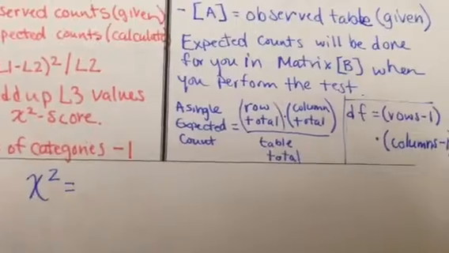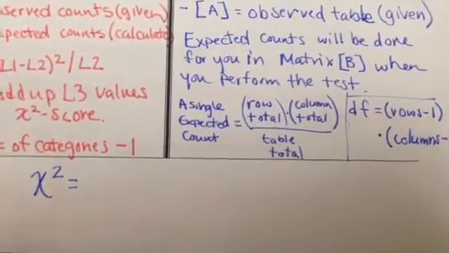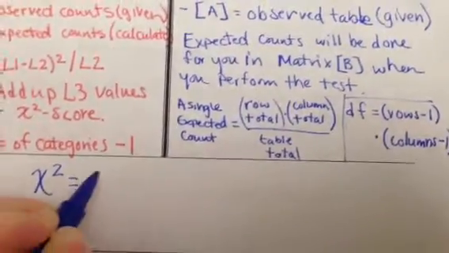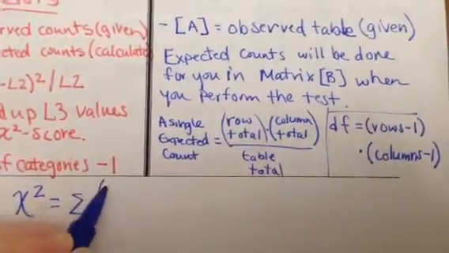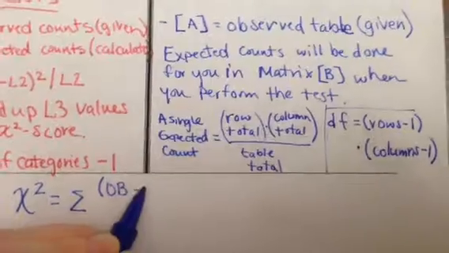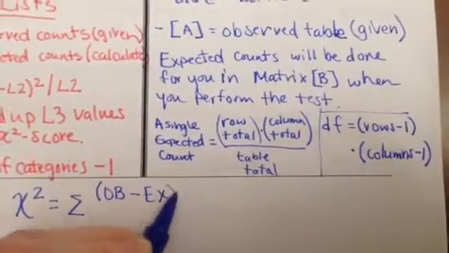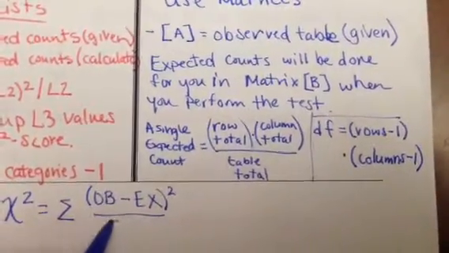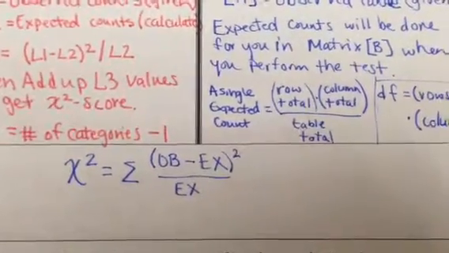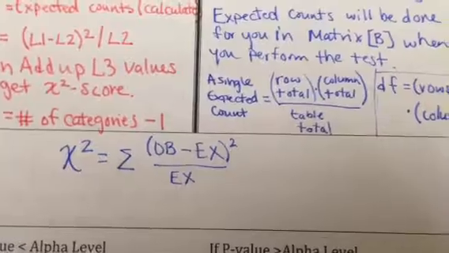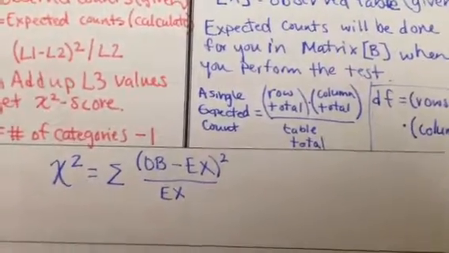But the final thing is you must write down the chi-squared formula. So don't just write chi-squared equals and like it comes up on the calculator. You want to write down the formula. Chi-squared equals the sum, parentheses, observed minus expected, parentheses squared, divided by the expected. That actually is on the formula sheet, so you don't have to memorize it. And that is our test statistic.